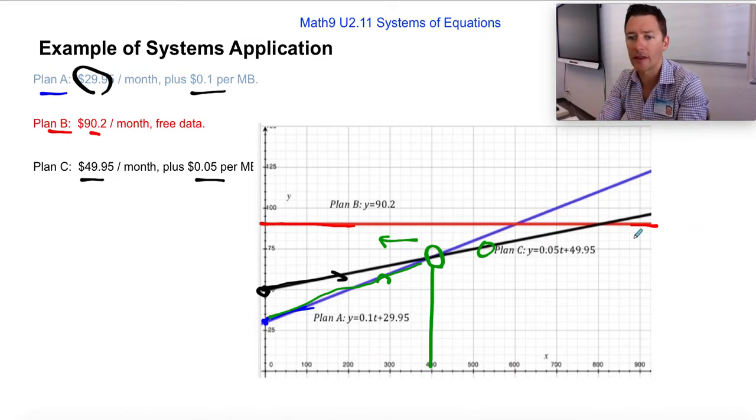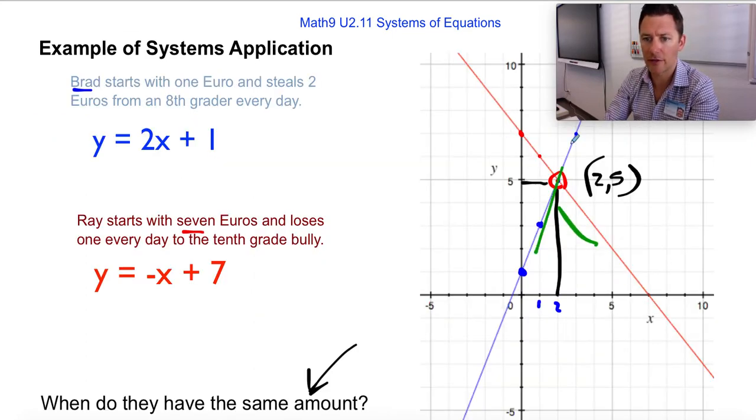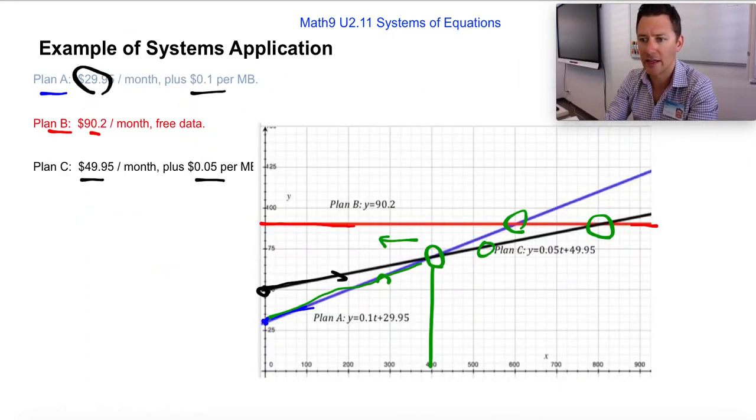So you can sort of look at them. The intersection points are interesting pieces. So one way to do this is graphically: sketch the graphs, find the points where they intersect, etc.